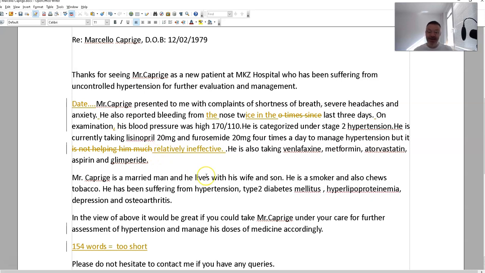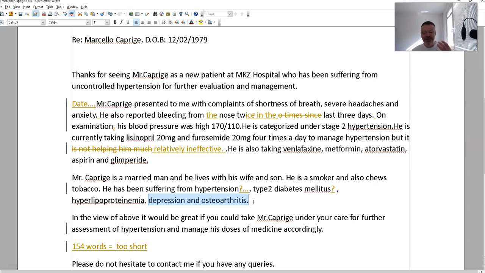Okay, that's better now, but in terms of organization, is that the most important thing in the paragraph? Well, no. "Has been suffering from hypertension." Since when? "Type 2 diabetes." Since when? "Depression and osteoarthritis." What's that got to do with me? Do I really need that? Maybe not, but you haven't told me anything.